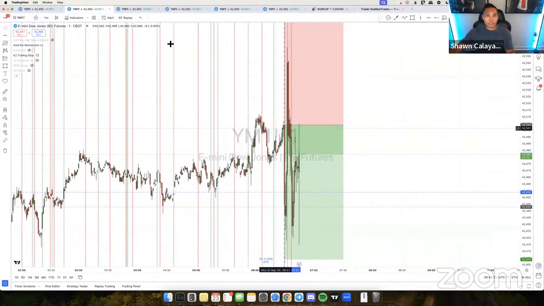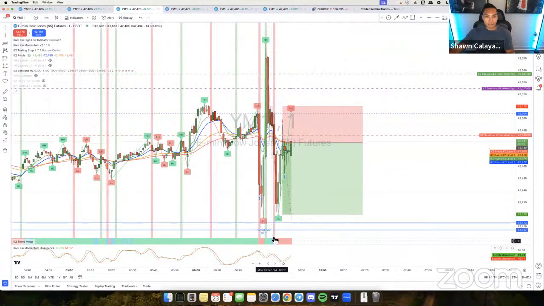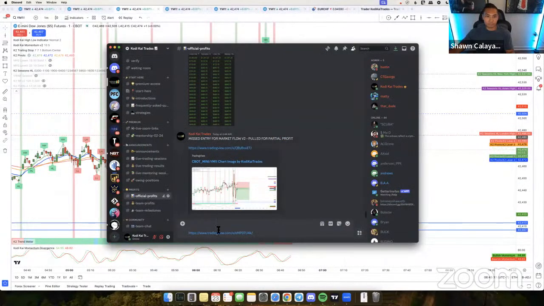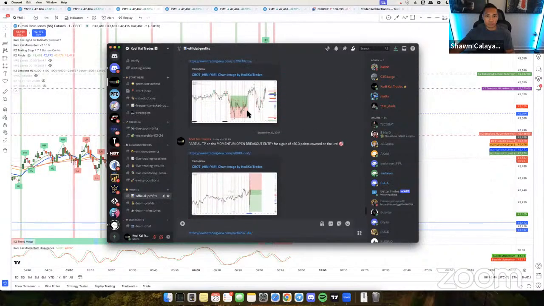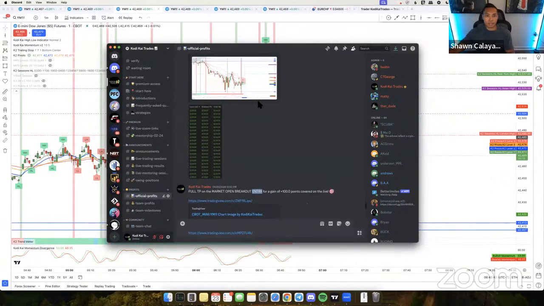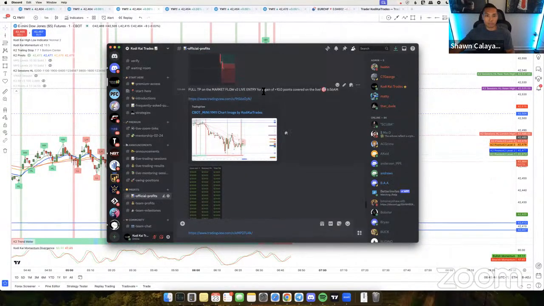Breakout played out okay. Not as smooth as I was anticipating and expecting, but the breakout did play out okay. And then the market flow V2 right here shot straight below. So that's pretty smooth. All right, so I'll just put this here so that you guys have an idea of what to look for and what we're looking for here.